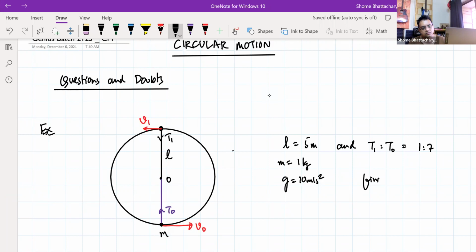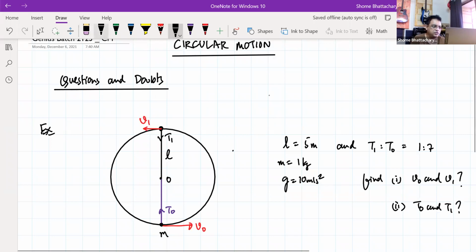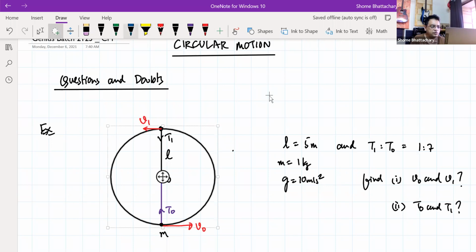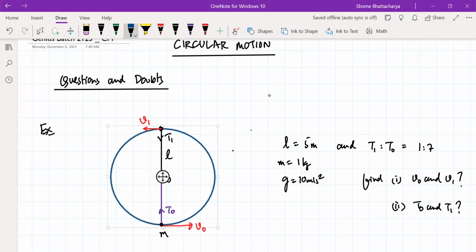Find V0 and V1 and T0 and T1. Just try this out, people. Very simple question, but an example of a typical type of question involving application of vertical circular motion concept.